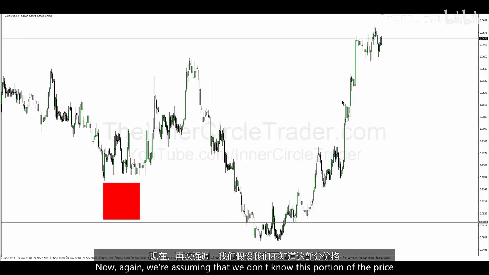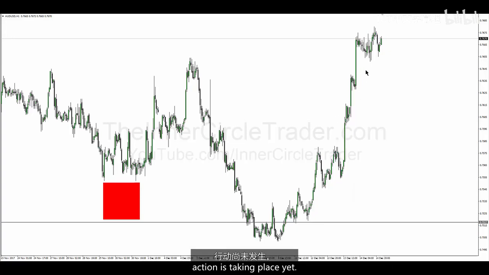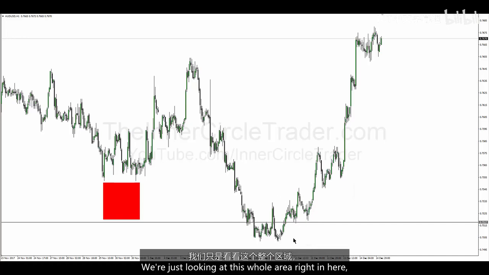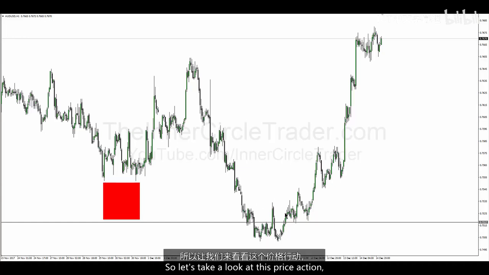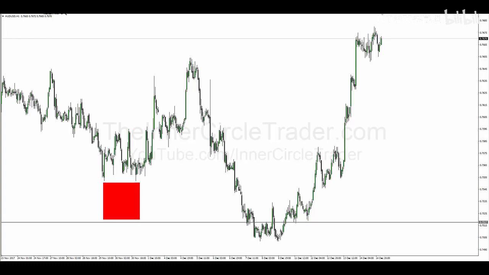Now again, we're assuming that we don't know this portion of the price action is taking place yet. We're just looking at this whole area right in here, the consolidation right before the start of the move higher. So let's take a look at this price action, bringing in the dollar index on an hourly chart as well.